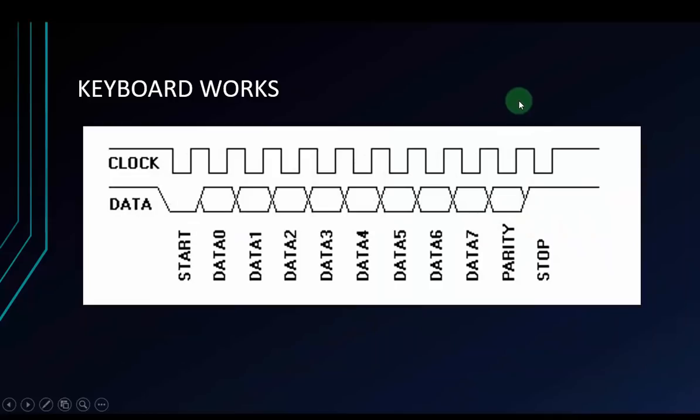This is how the keyboard works. We have a signal diagram like this. When we press any key on the keyboard, the keyboard will transfer a packet via the data pin. Each data packet consists of 11 bits: 1 start bit, 8 data bits, 1 parity bit, and 1 stop bit, like this.